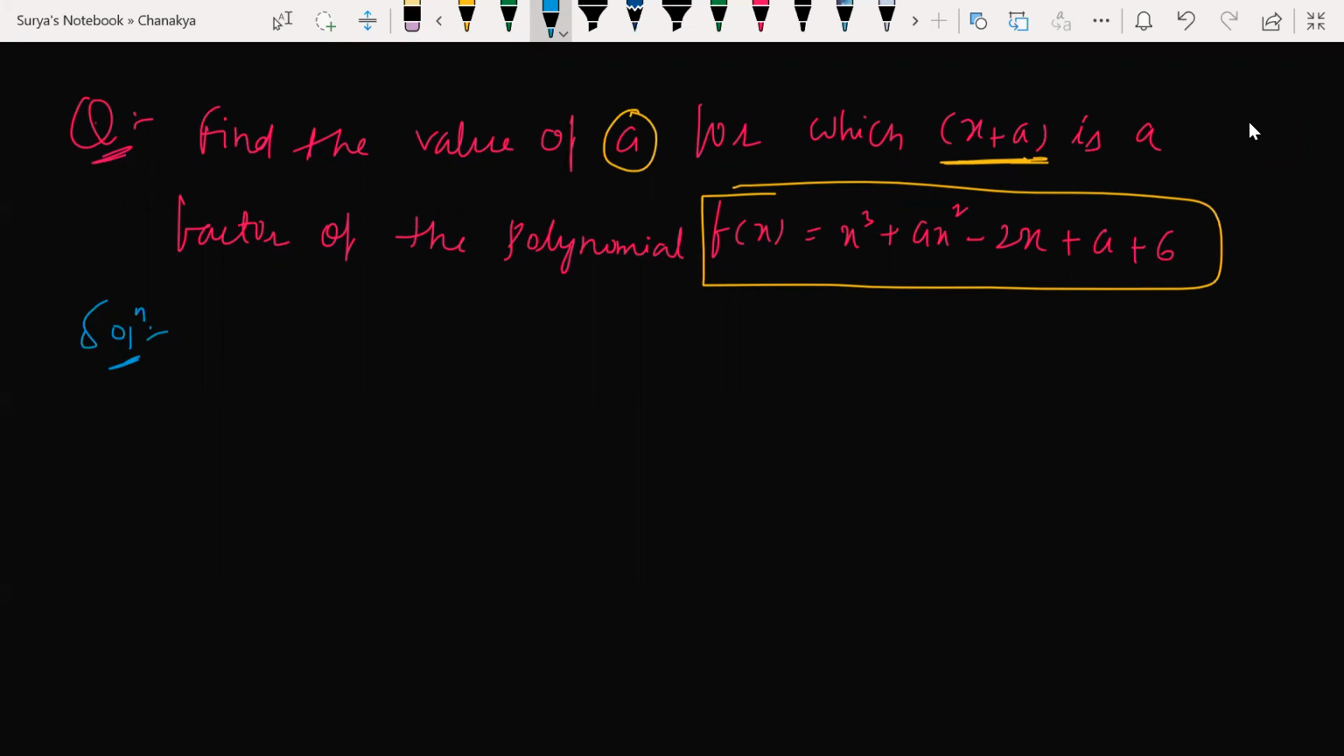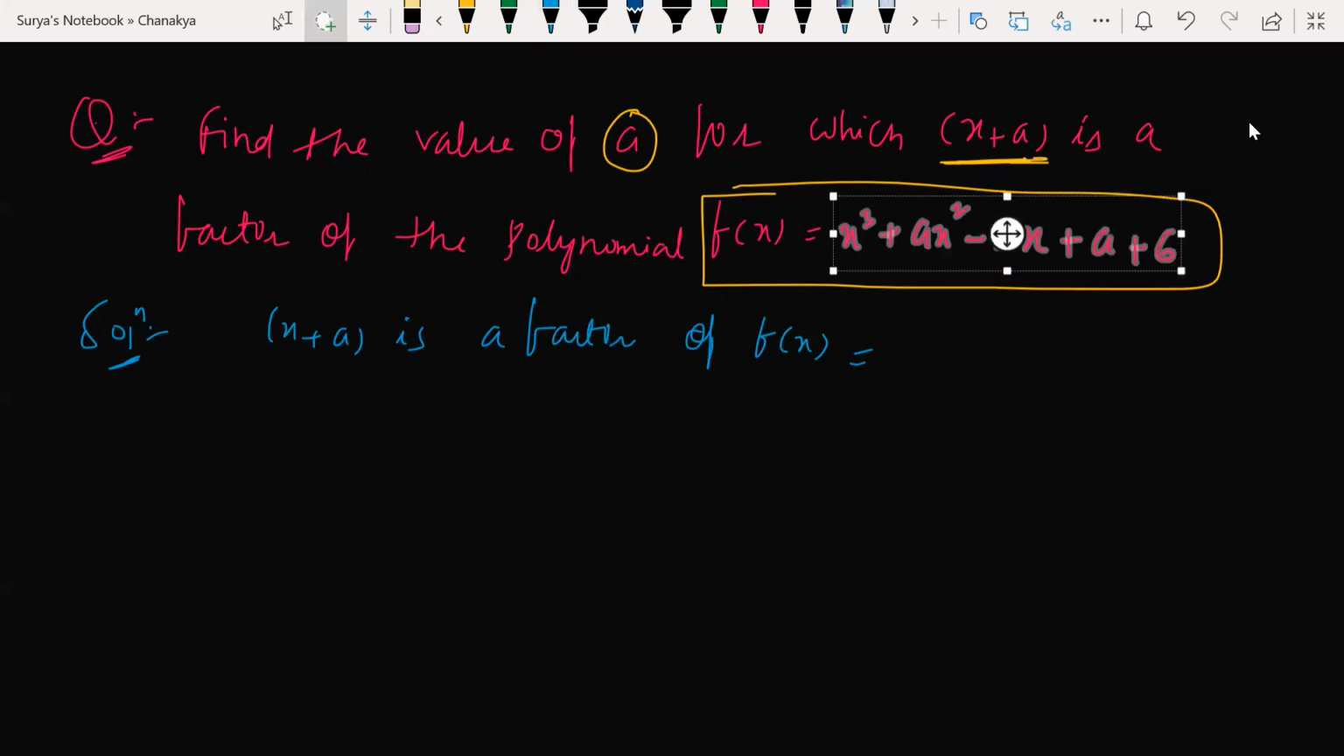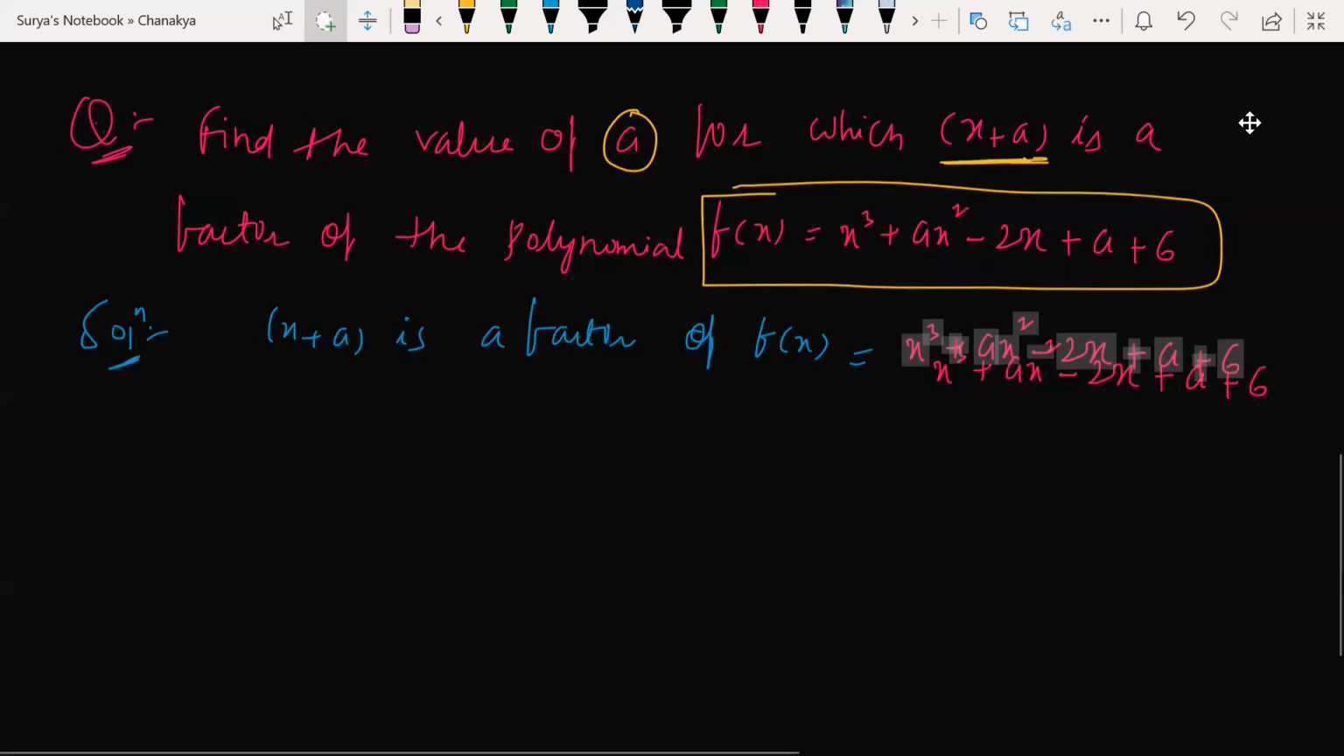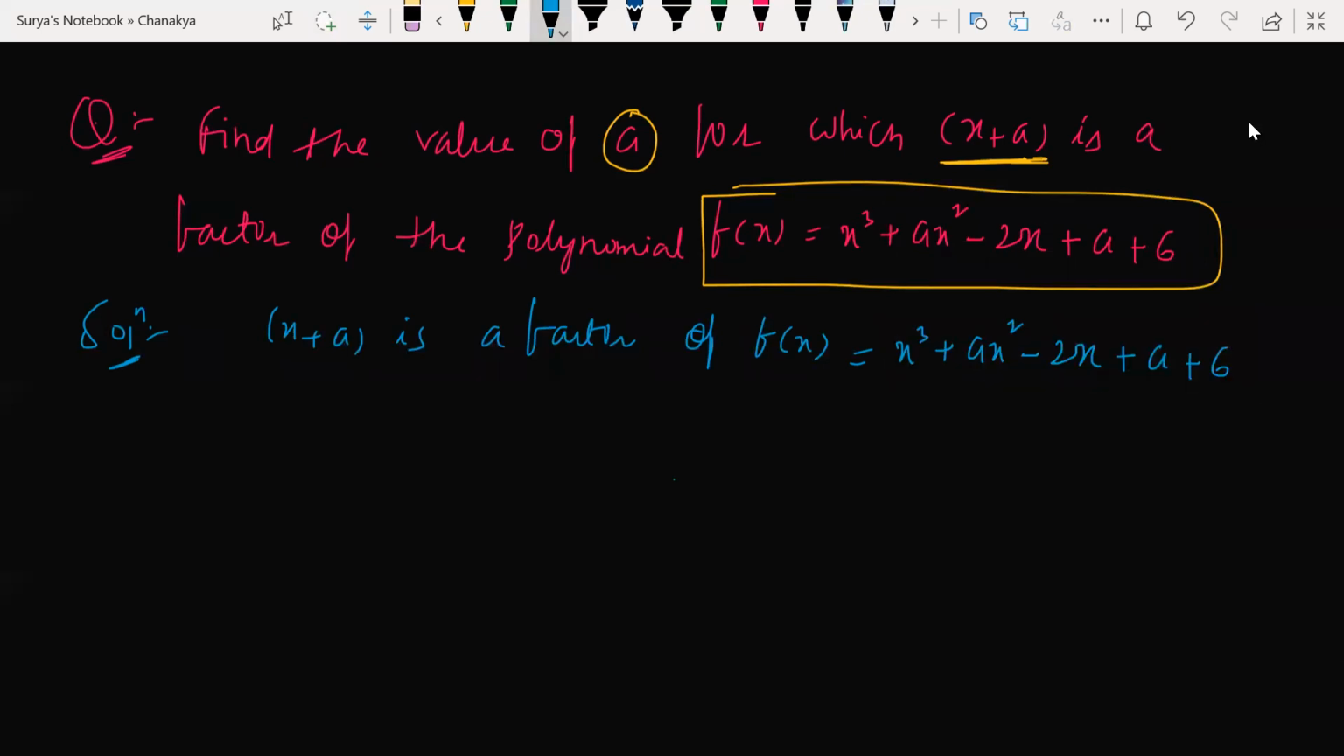Why do we have to try, beta? Look at this: x plus A is a factor, I said, right? If x plus A is a factor of f of x equal to this one, then what do you have to show, beta? We simply have to show f of minus A is equal to 0. If you equate this to 0, you will get the A value, isn't it? Why are we writing this? Tell me, Zoya.